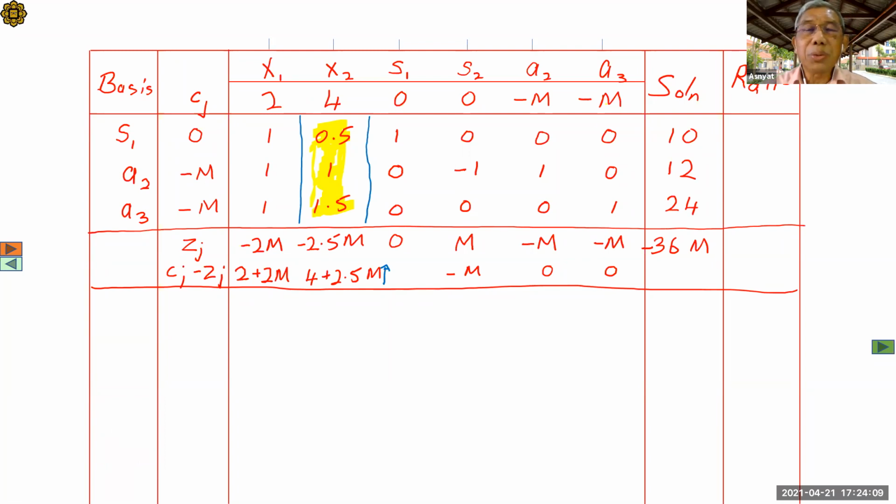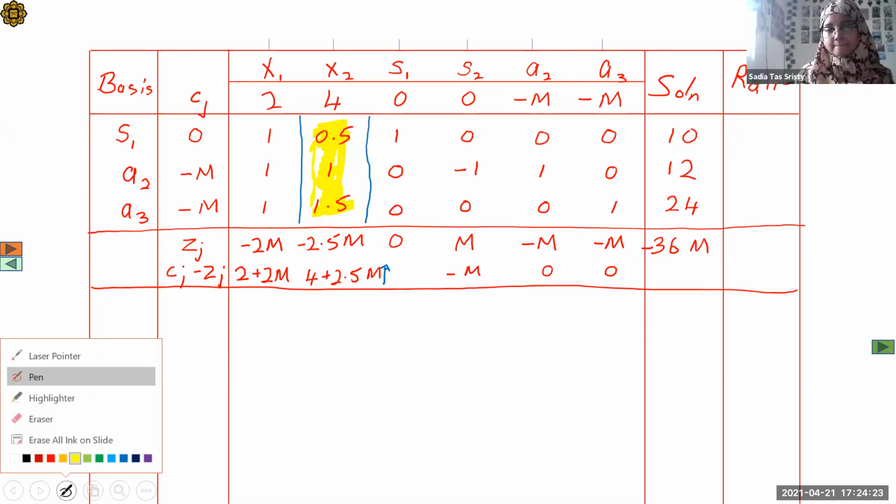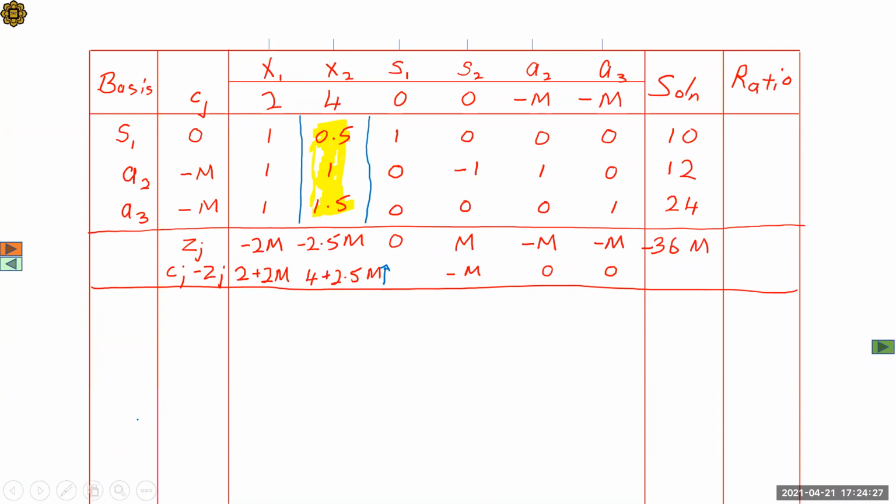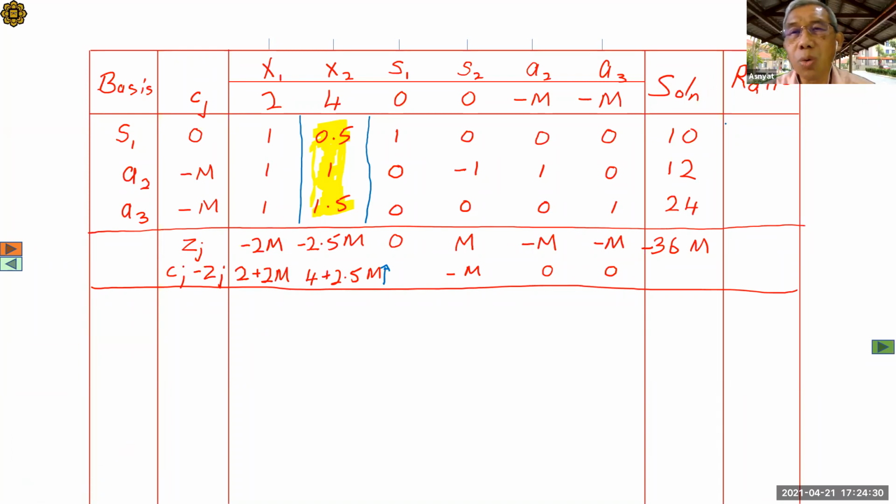The next one, ratio. How to find the ratio? Divide the solution by the pivot column coefficient. Why suddenly do I want to find the ratio? We determined the pivot column. Now we want to know the pivot row.